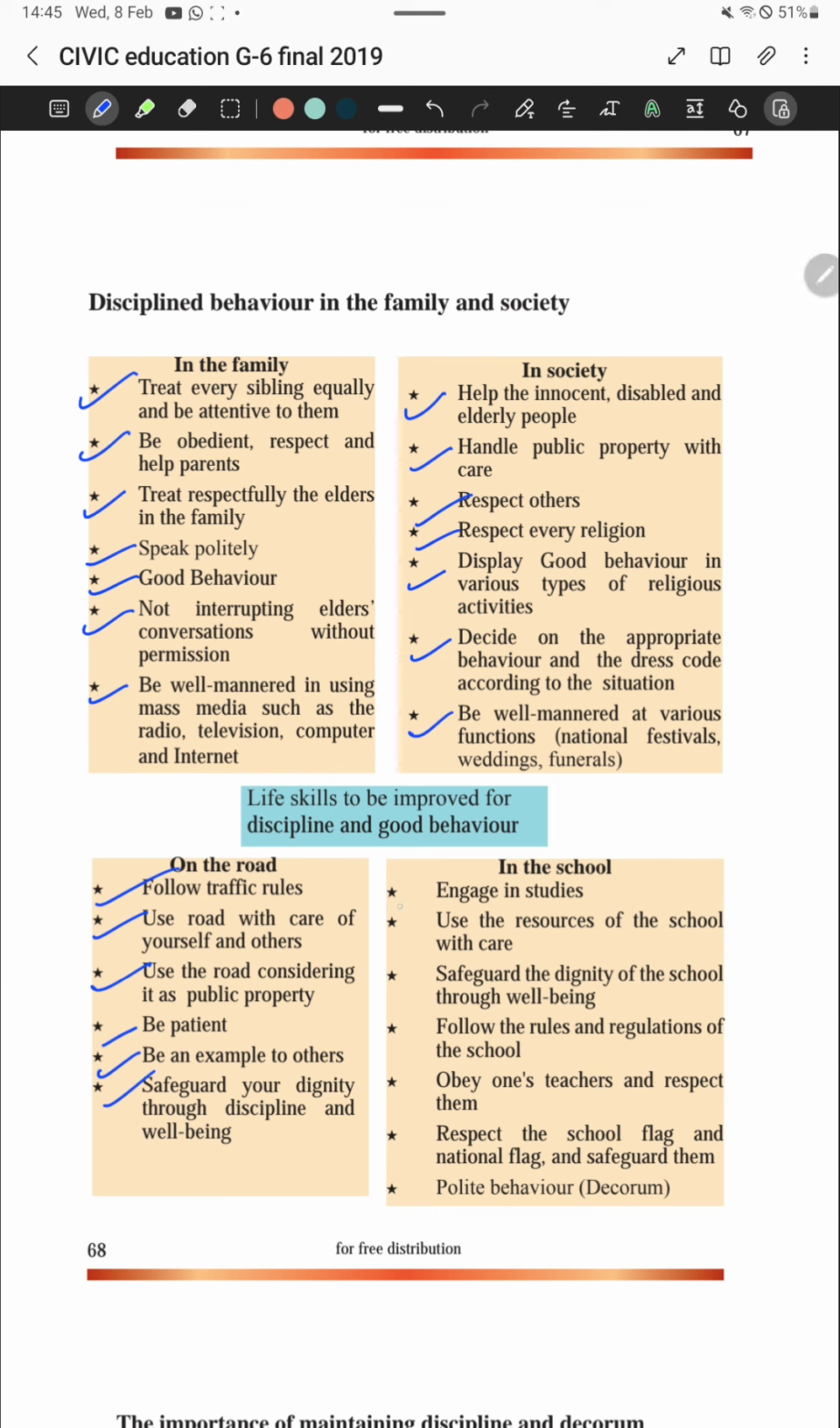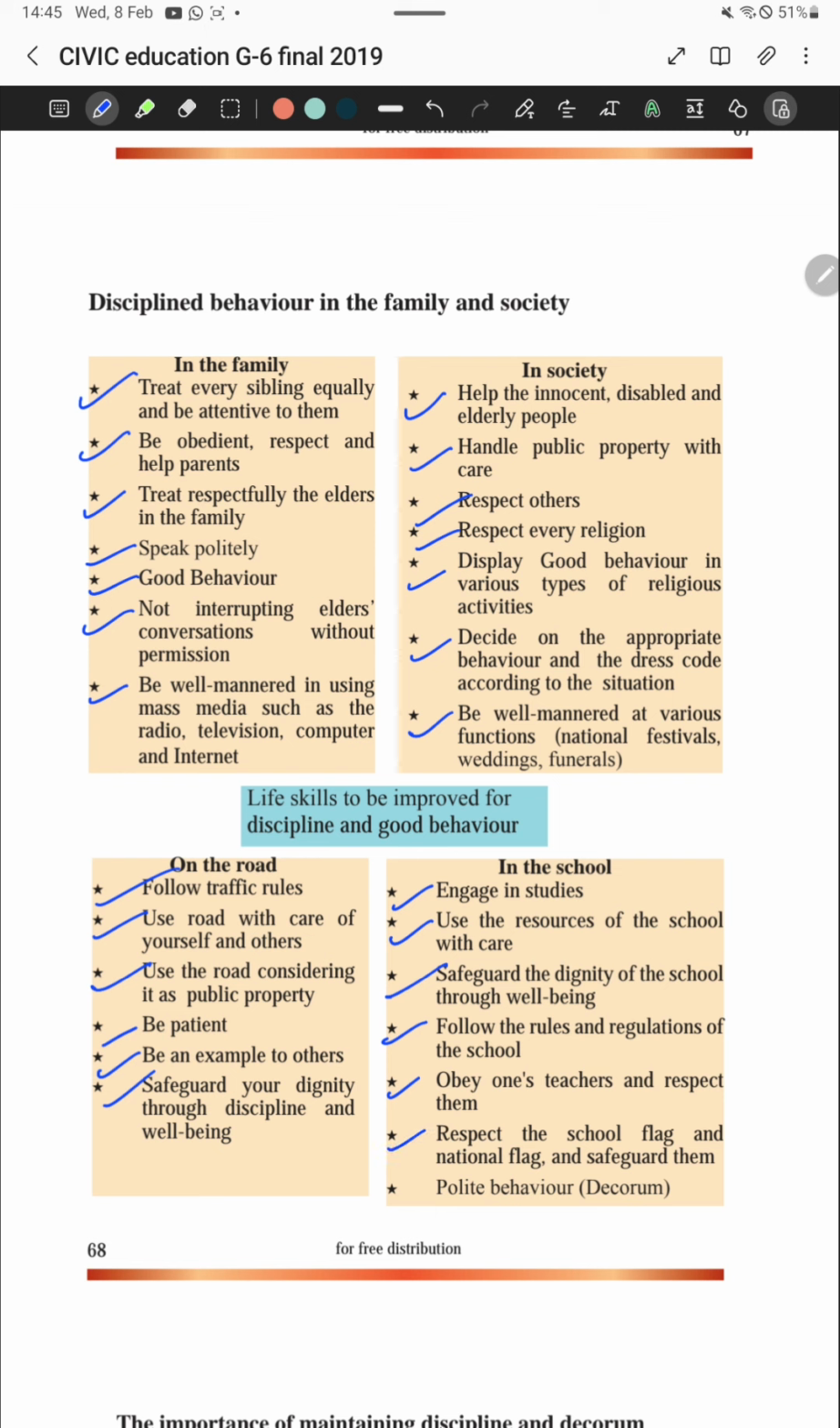In the school, engage in the studies, right? And protect the school resources. Safeguard the dignity of your school, the name of your school. Please safeguard that. And follow the rules and regulations of the school. Don't use bad behavioral patterns, right? And obey your teachers and respect them, right? Obeying means respecting, the same case, right?